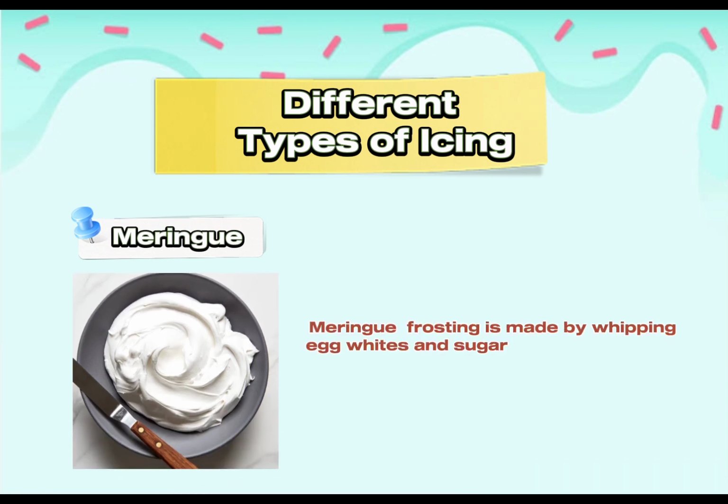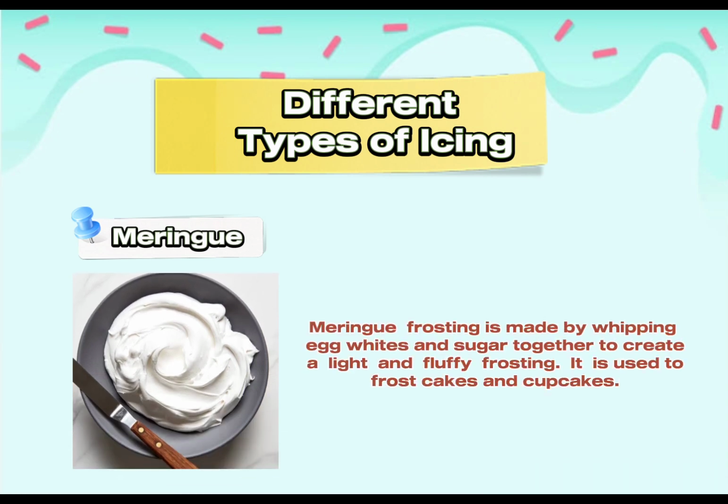Meringue frosting is made by whipping egg whites and sugar together to create a light and fluffy frosting. The meringue frosting is used to frost cakes and cupcakes but is also used as a piping to decorate desserts. The basic ingredients for this frosting are egg whites, cold water, and granulated sugar, and it is one of the most common types of cake icing. It is light and fluffy because air is introduced into the egg mixture to create a stiff consistency.